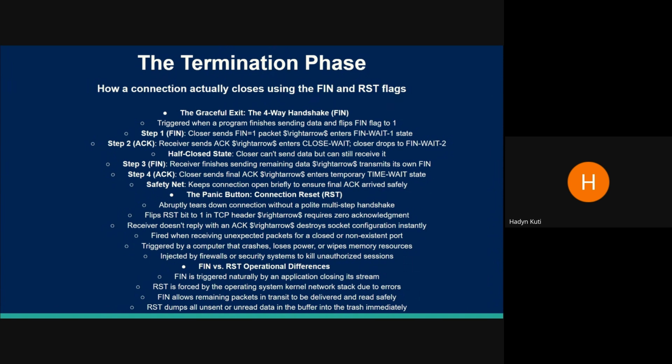FIN allows all remaining packets in transit to be delivered and read safely. This guarantees that whatever data is already traveling through the internet cables gets assembled and read before the lights turn off. And then reset dumps all unsent or unread data in the buffer into the trash immediately. This cuts the cord without warning, meaning that any packets sitting in line or halfway across the network are discarded and lost forever.